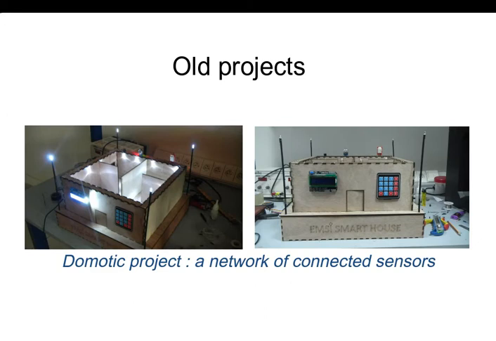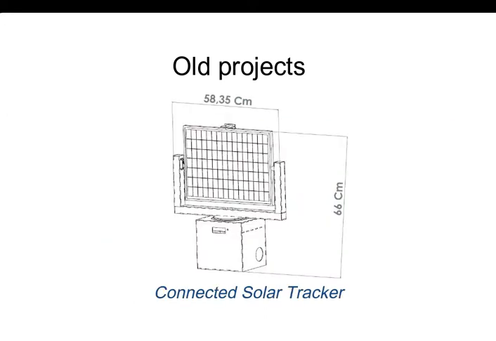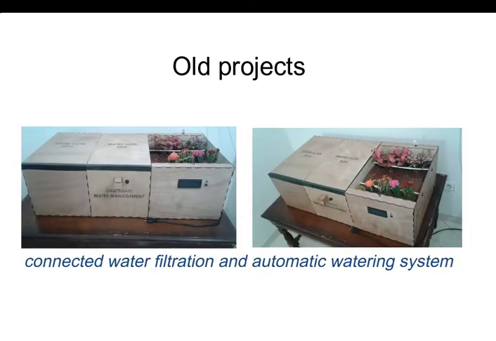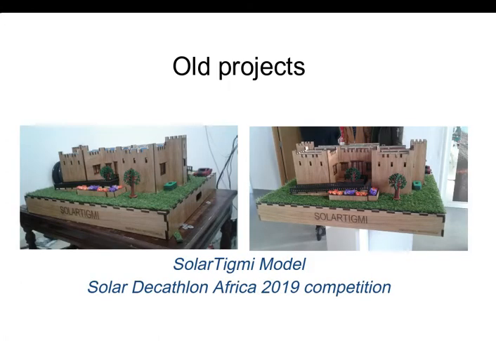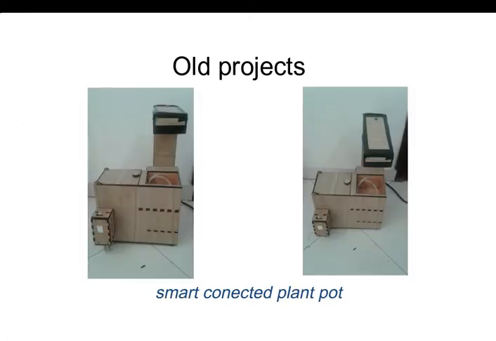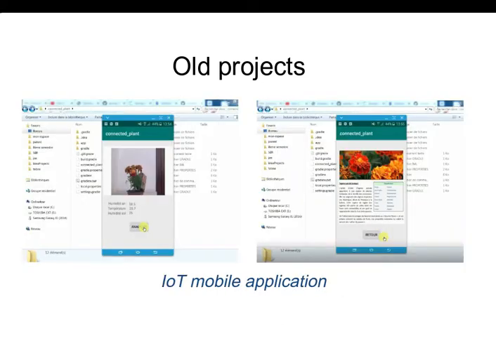I made a system that contained a network of connected sensors. I tried to make a connected solar tracker. I made a connected water filtration and automatic watering system. I made a house model during my participation in the 2019 Solar Decathlon Africa competition. I made a smart connected plant pot with some connected sensors, and I made an Internet of Things mobile application.